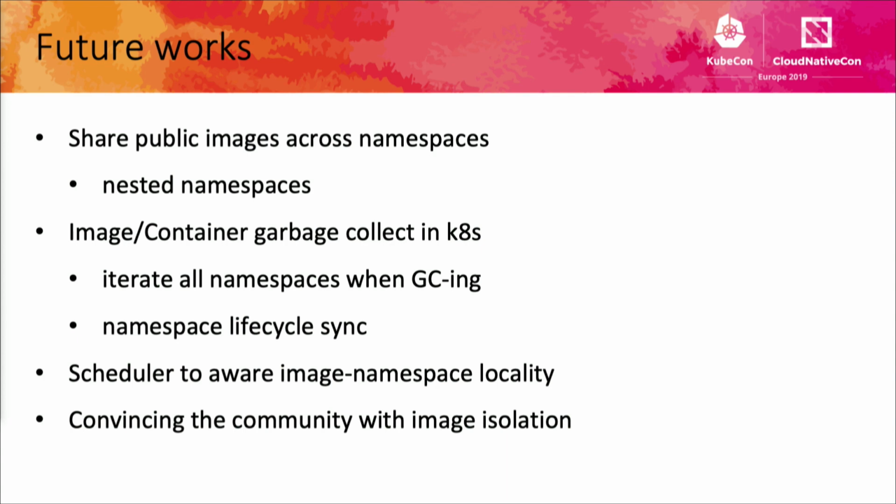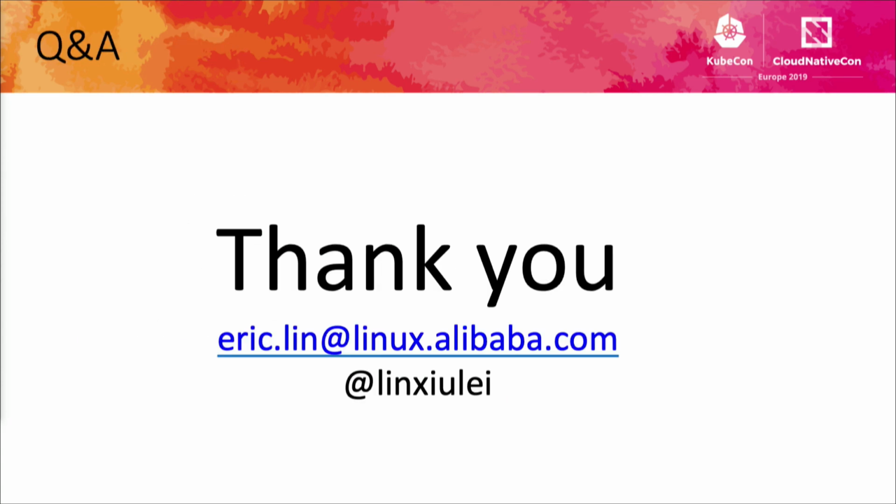And the last and most important thing is that we need to convince the community. The image isolation issue is very important. We need to fix this kind of issue. We know the hard multi-tenancy group of the Kubernetes community is working on such an issue, but we wish that it can be of higher priority. And we look forward to discussing with anyone who is involved in this kind of issue. And that's all I have to say. Thank you for listening.